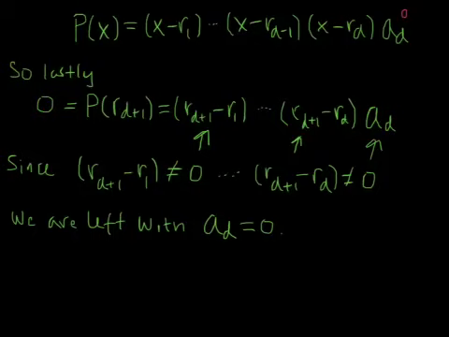If a sub d is equal to 0, then it doesn't matter what x minus r sub d or x minus r sub d minus 1 is. My entire polynomial would just be equivalent to, and I'm going to write it here, 0. Is that possible? That would mean the degree of our polynomial is also 0. But if you think back to the very beginning of our proof, we assumed, right, that we were working with a polynomial of degree d greater than 0.